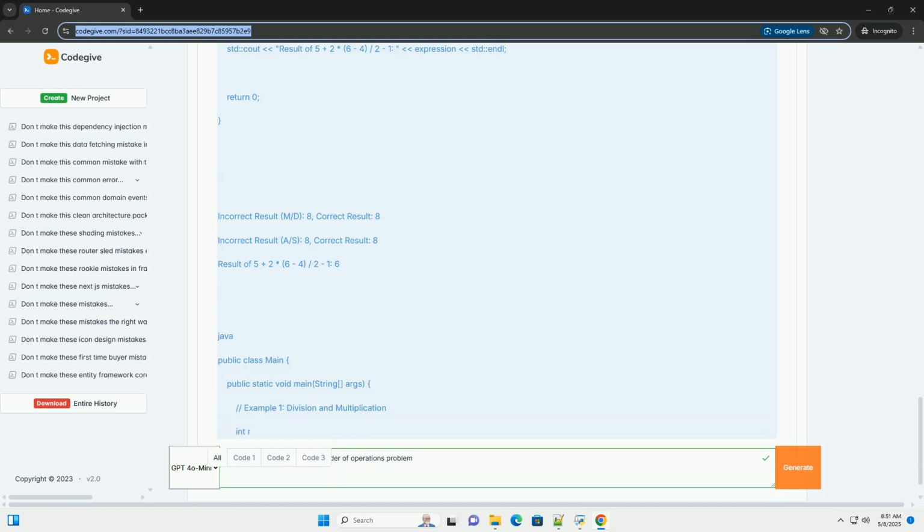4. Java. Explanation: Java's behavior mirrors C and C++ in this regard. It correctly follows PEMDAS and the left to right rule. Integer division is also present in Java, so be aware of potential truncation if you're working with integers and expect fractional results.